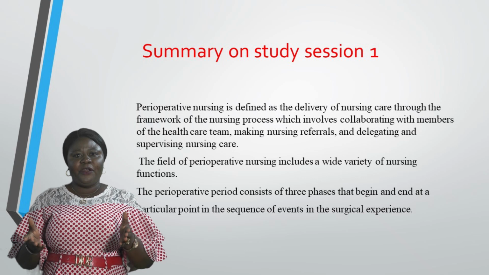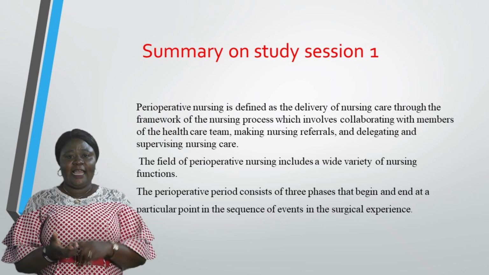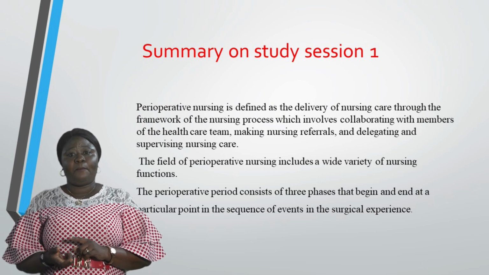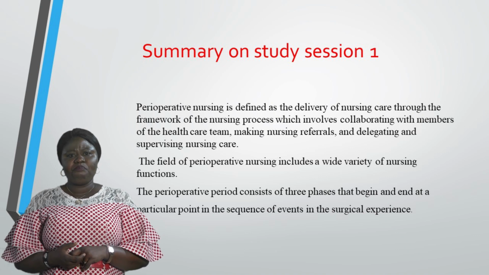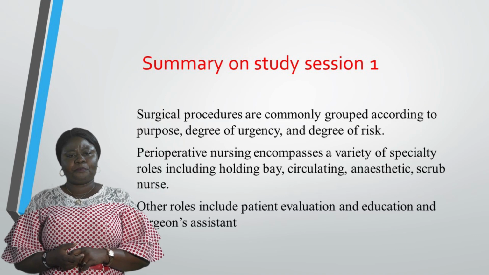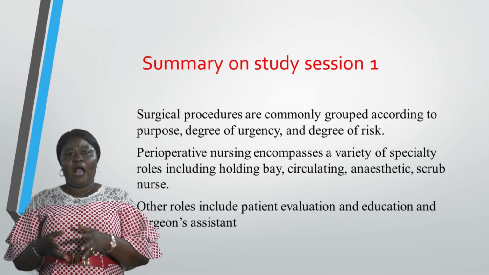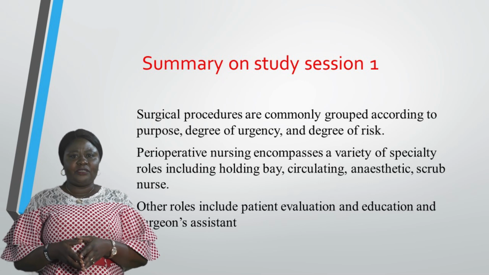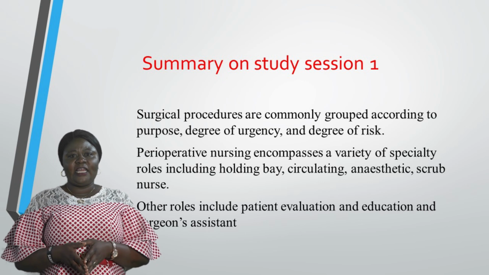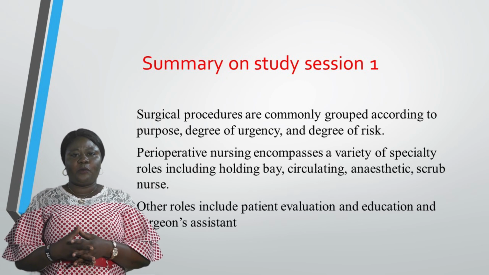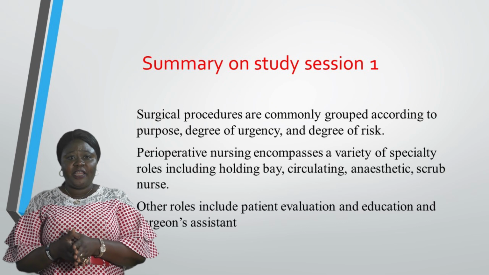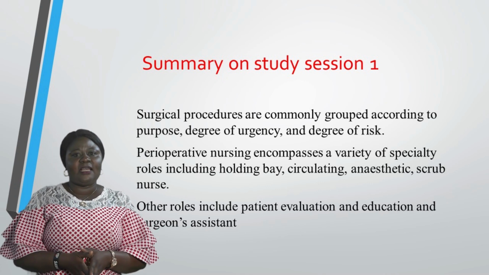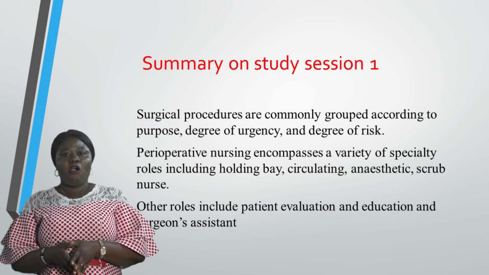The perioperative period consists of 3 phases, like I said: the pre-operative phase, intra-operative phase, and post-operative phase. The surgical procedures are commonly grouped into purpose, degree of urgency, and degree of risk. So those are the 3 groups of surgical procedure. The first one is according to purpose, the second one is according to degree of urgency, while the third one is according to degree of risk.